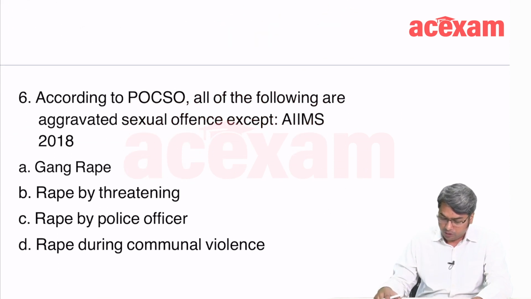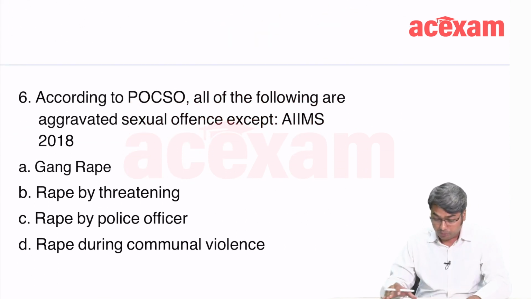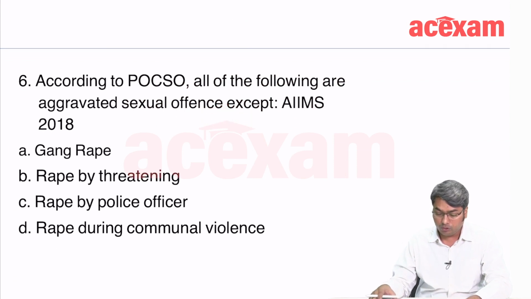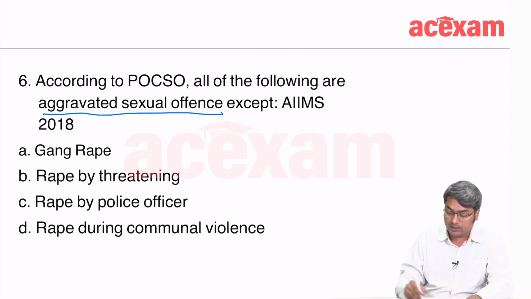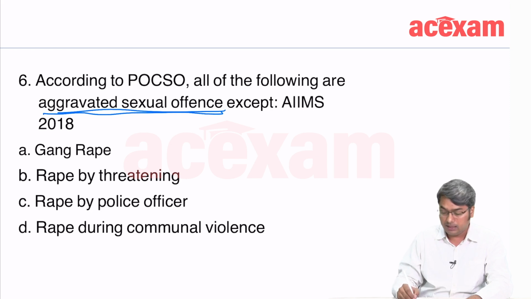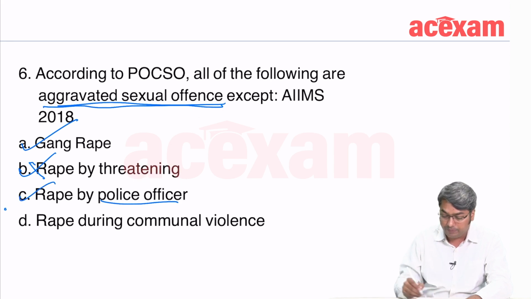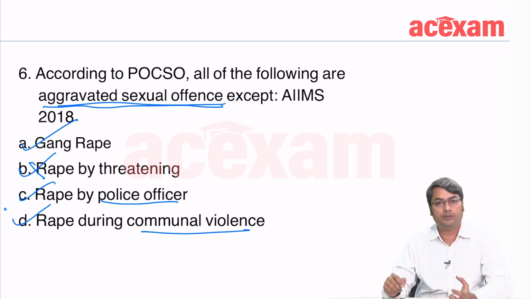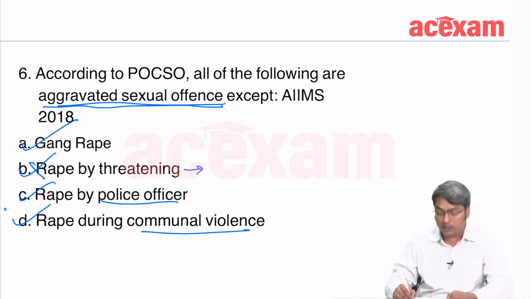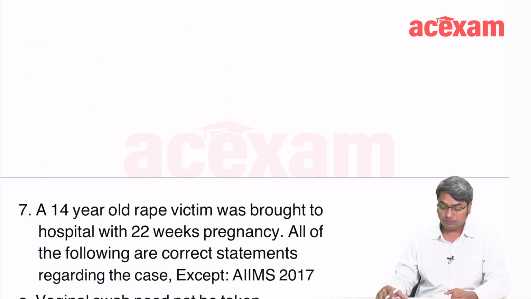Next, according to POCSO, that is the Protection of Children from Sexual Offences Act, all of the following are aggravated sexual offences except: which are aggravated sexual offences? Gang rape. Rape by threatening is not an aggravated sexual offence. Rape by police officer, custodial rape, rape during communal violence: these three are all aggravated sexual offences. While rape by threatening is not an aggravated sexual offence, it is a sexual offence only, as per POCSO.